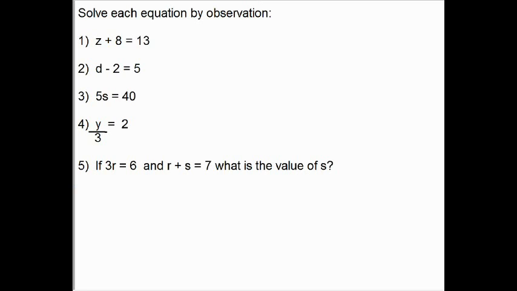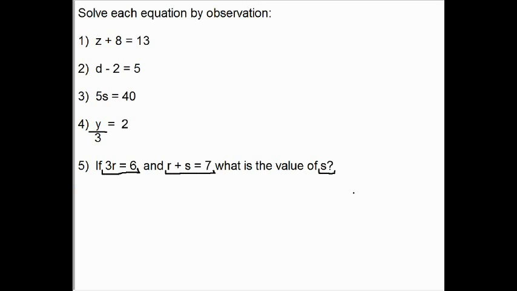Now if you take a look at the very last question there, question 5, there are two pieces to that question. What we're told here, first of all, is 3r equals 6, so in other words, 3 times some number equals 6. And then the value of r plus some other value, s, equals 7. The final question is, what is the value of s?